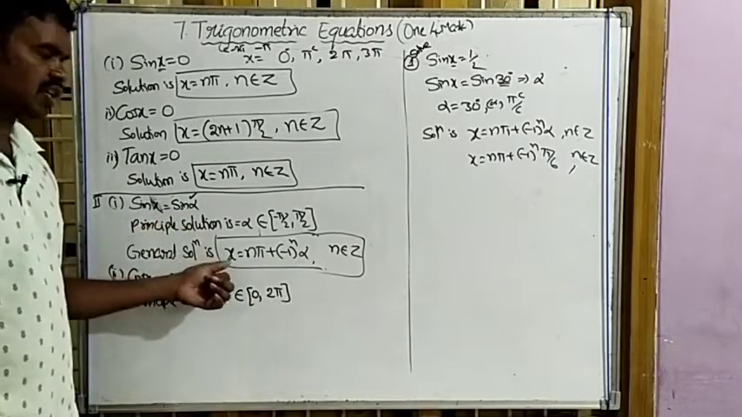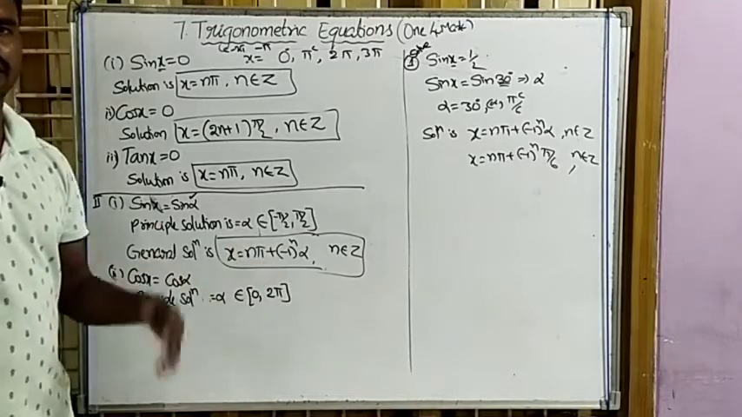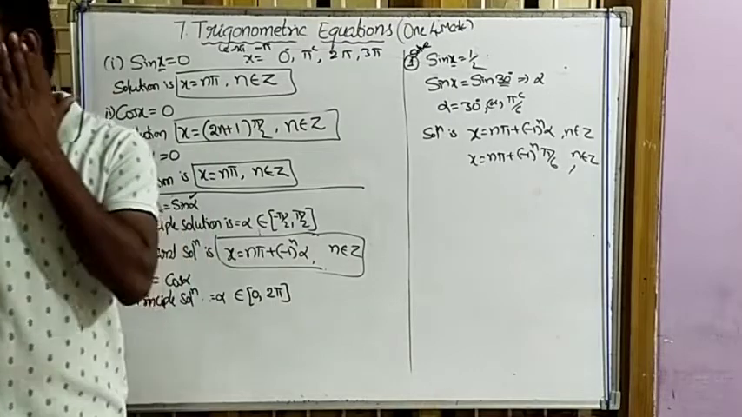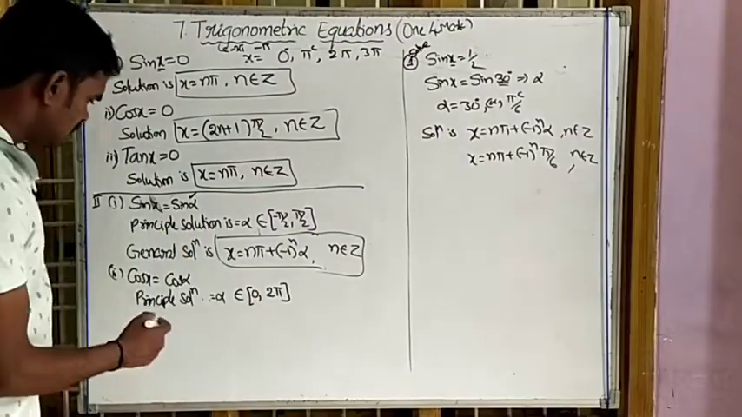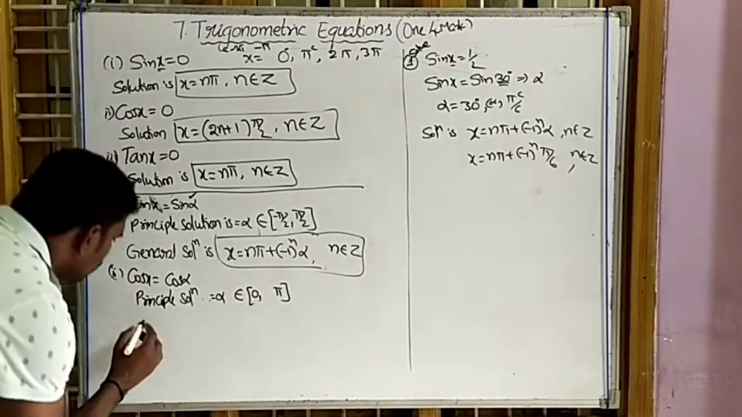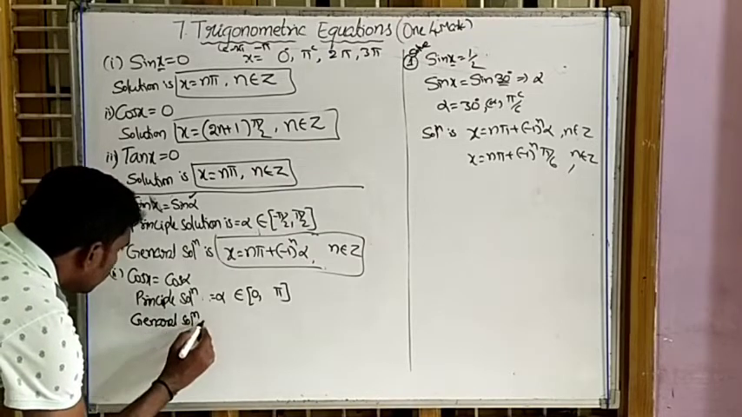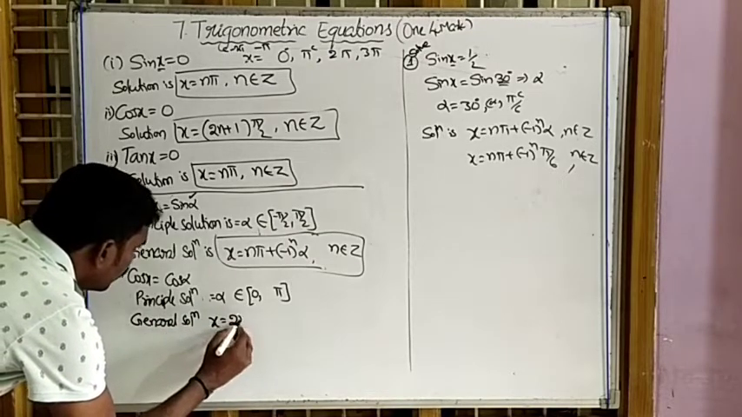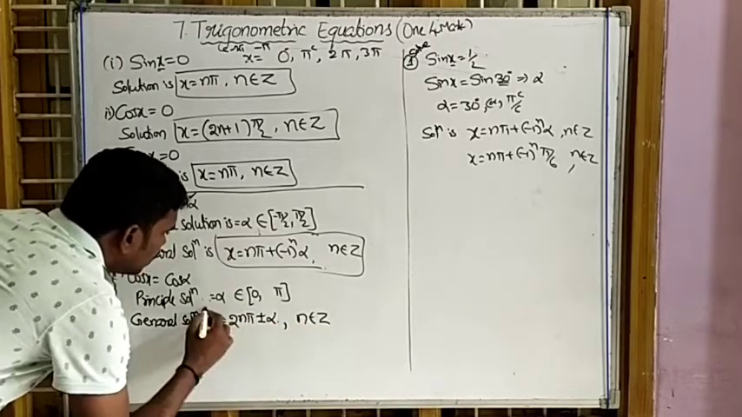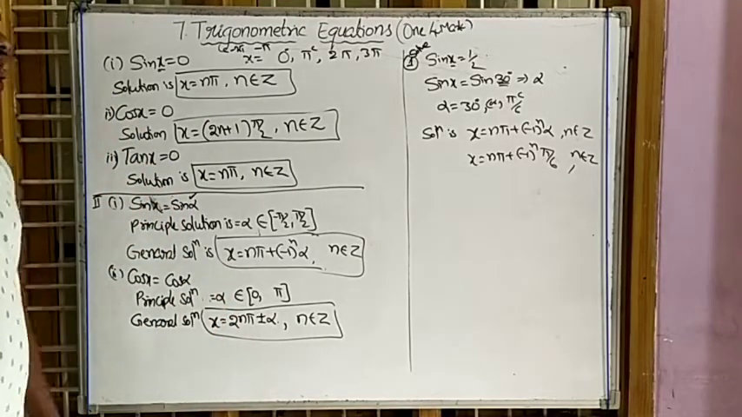sin x is equal to sin alpha, general solution, x is equal to n pi plus minus 1 power n into alpha. This one we should learn by heart. Okay, what is the general solution of cos x? Can you guess? Okay, sorry, 0 to pi, not 0 to 2 pi, 0 to pi. Next, general solution. The general solution is x is equal to 2n pi plus or minus alpha, and n belongs to z. So this is the general solution of cos x is equal to cos alpha.